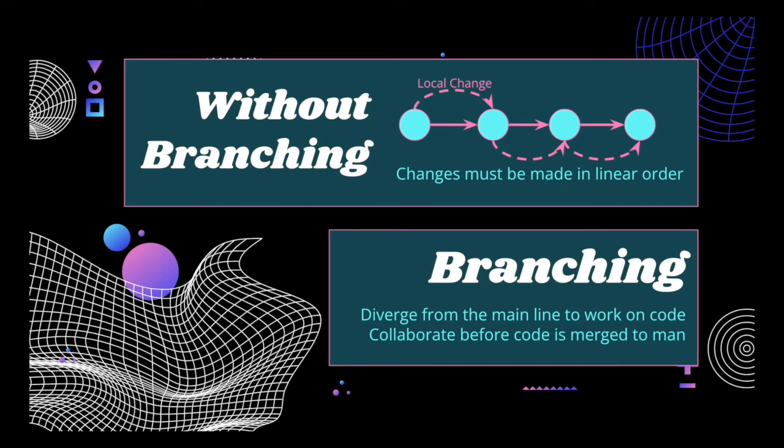So far, all of the version control we did is linear, going from one local change to one person to the next. One important feature of Git is branching, which allows you to diverge from the main line of work and collaborate on the branches before the code is merged to the main.